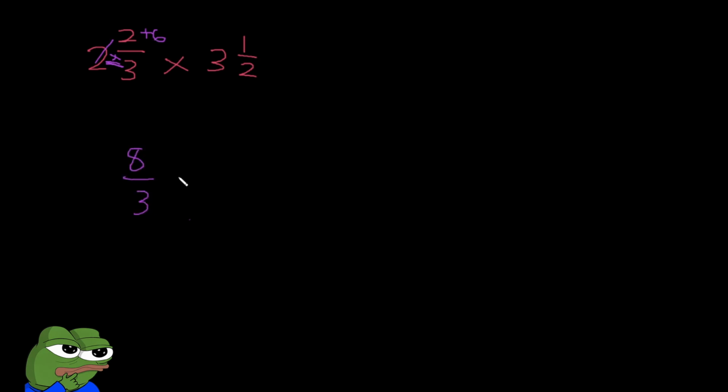Okay. Multiply that with what? Same thing, 2 times 3 is 6. Then remove the whole number. So that is 1 plus 6 is 7 over 2. Equals, okay, now 8 times 7 is what? That is simply 56. Over 3 times 2 is 6.